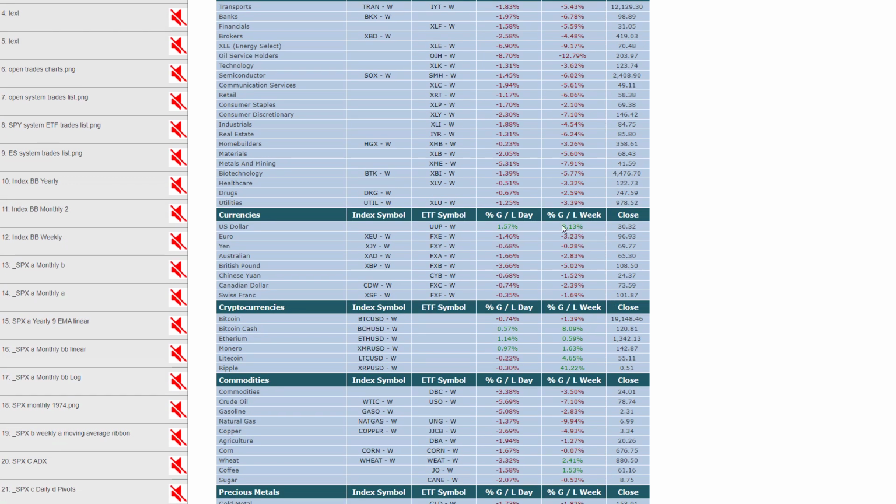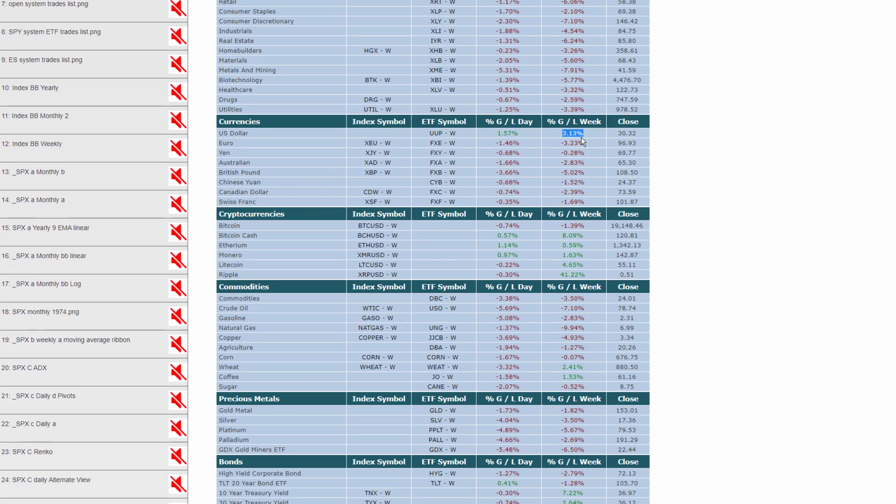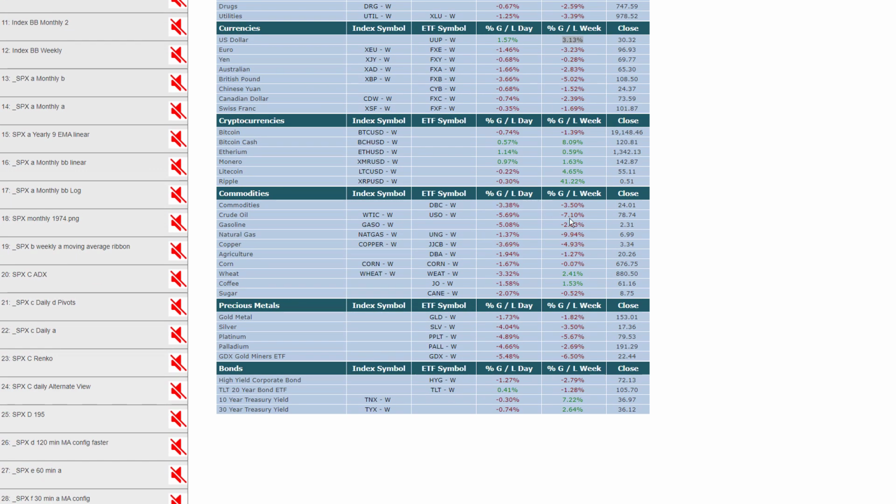Currencies, US dollar up 3% for the week. That's unreal. The dollar has been going parabolic. Okay, cryptocurrencies, we're holding up. In fact, they're actually down here. This table didn't update. Let me redo that. Anyway, moving on. Commodities, bloody red for the week for the most part.